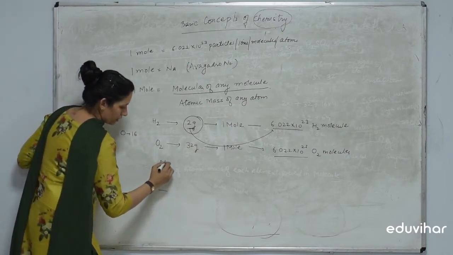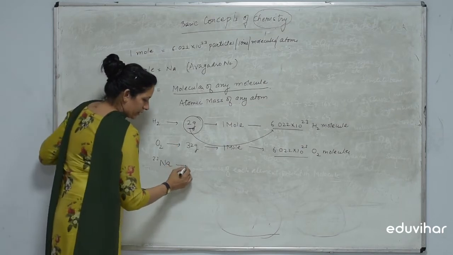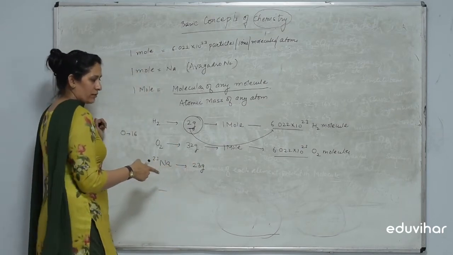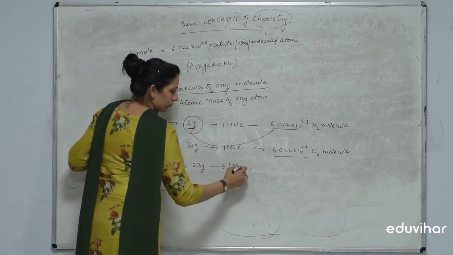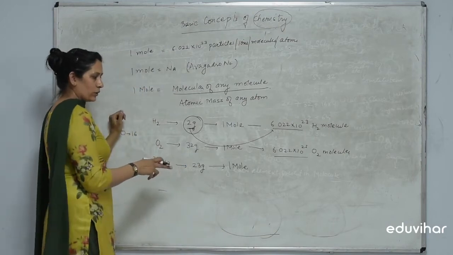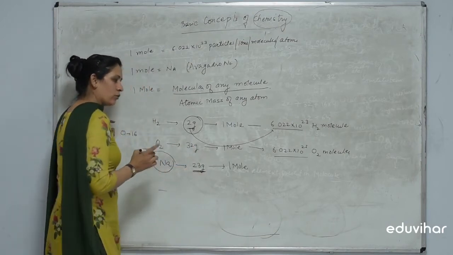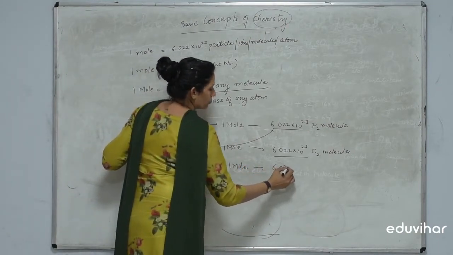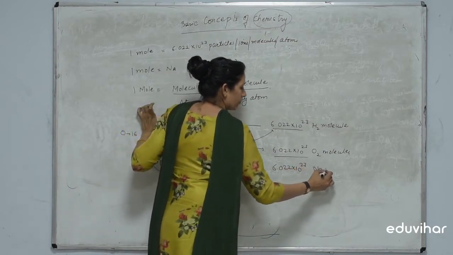Again I am taking one more example. I am having a sodium atom. Sodium atom has the atomic mass 23 gram, and this 23 gram of sodium atom is equal to 1 mole. If it is equal to 1 mole, it means this sodium in 23 gram of mass contains 6.022 into 10 to the power 23 sodium atoms.